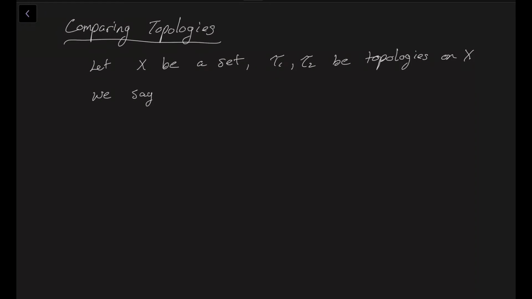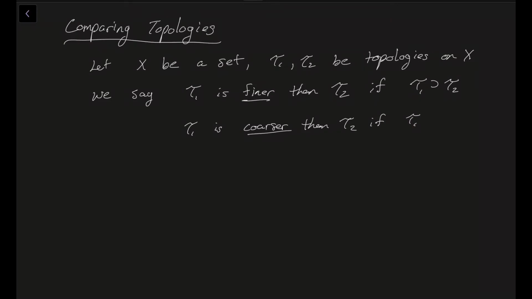if we can compare these two topologies, we can say that one is finer than the other, or one is coarser than the other. We say tau 1 is finer than tau 2 if tau 1 completely contains tau 2. And we say that tau 1 is coarser than tau 2 if tau 1 is contained in tau 2.